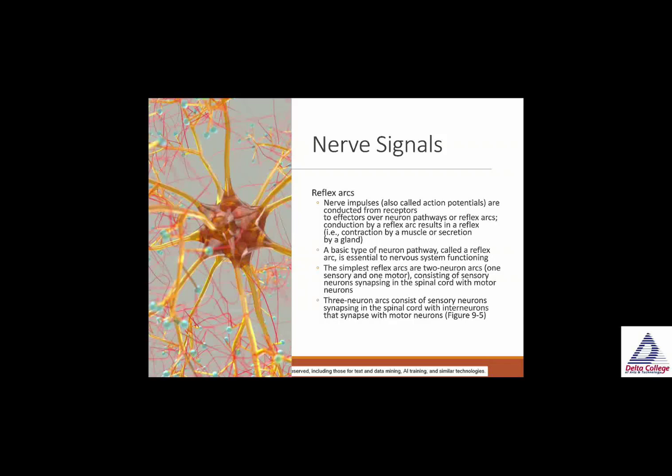The simplest reflex arcs are two-neuron arcs, one sensory and one motor, so one afferent and one efferent, consisting of sensory neurons synapsing in the spinal cord with motor neurons. Then we have something called a three-neuron arc, and this consists of sensory neurons, afferent neurons, synapsing in the spinal cord with interneurons that then synapse with motor or efferent neurons. And you can see this in figure 9-5.